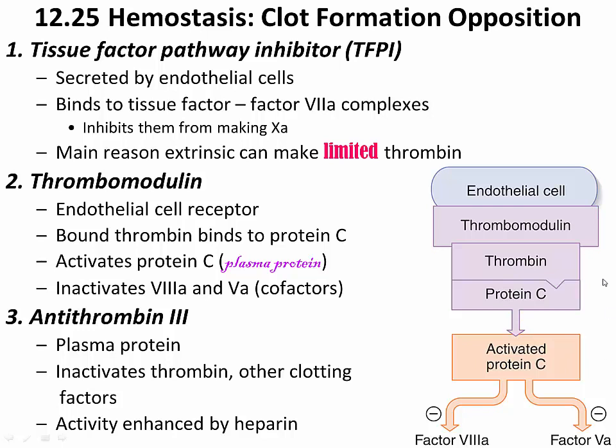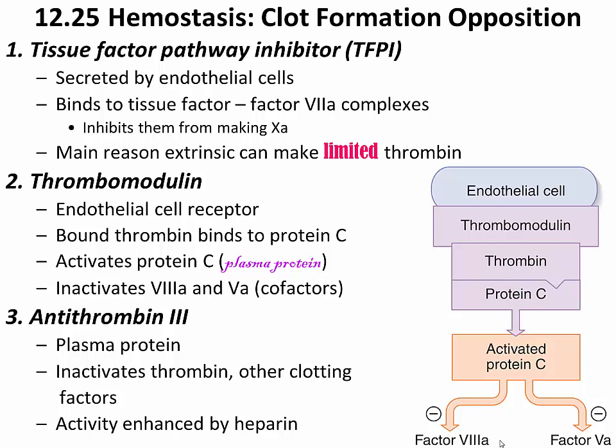which, as you recall, are both cofactors. Factor 8A is the cofactor that, when it's absent, leads to the most common form of hemophilia. So thrombomodulin does two things. It gets rid of thrombin, and it inactivates these two cofactors that are necessary for the production of more thrombin.